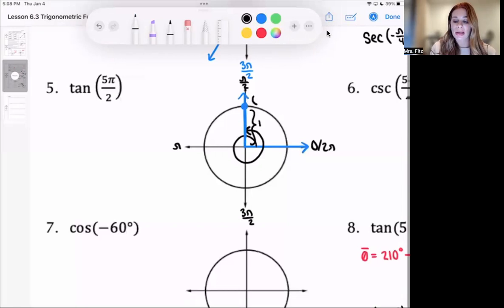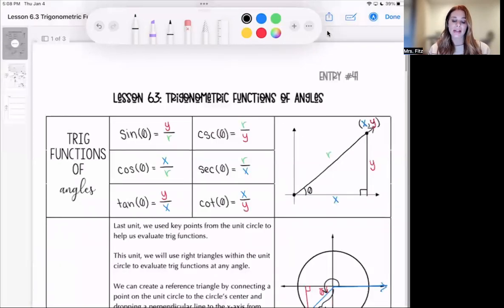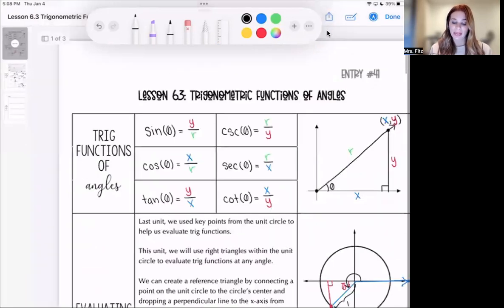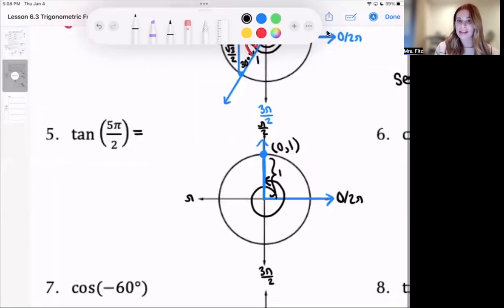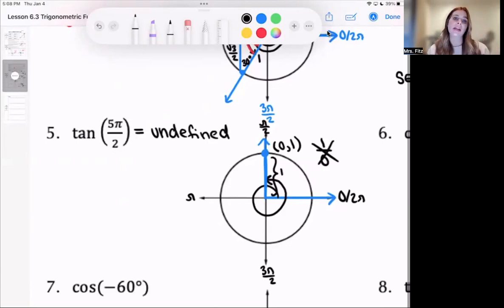So this is at the point (0, 1). And remember, tangent is always going all the way back to what we did up here. Tangent of theta is y divided by x, okay? So looking at that coordinate point, y is 1 divided by 0. Can we do 1 divided by 0? Ooh, no, this is actually undefined. Okay, so we cannot evaluate tangent at 5 pi over 2.